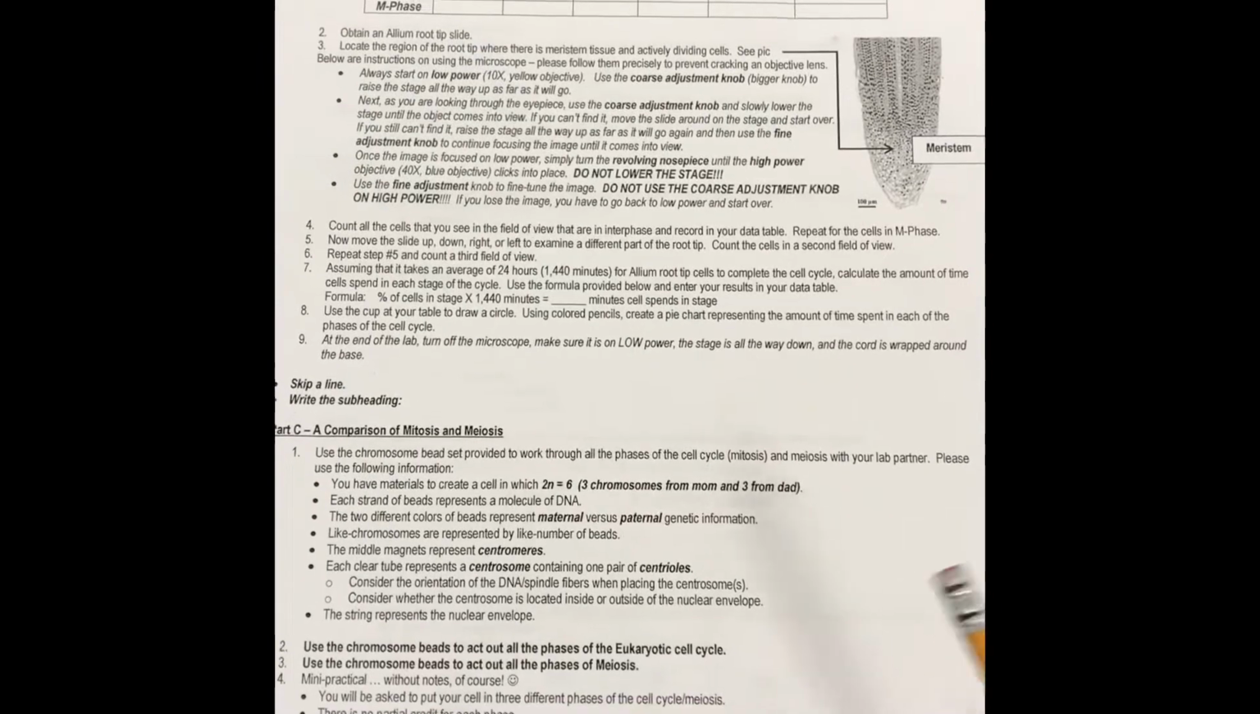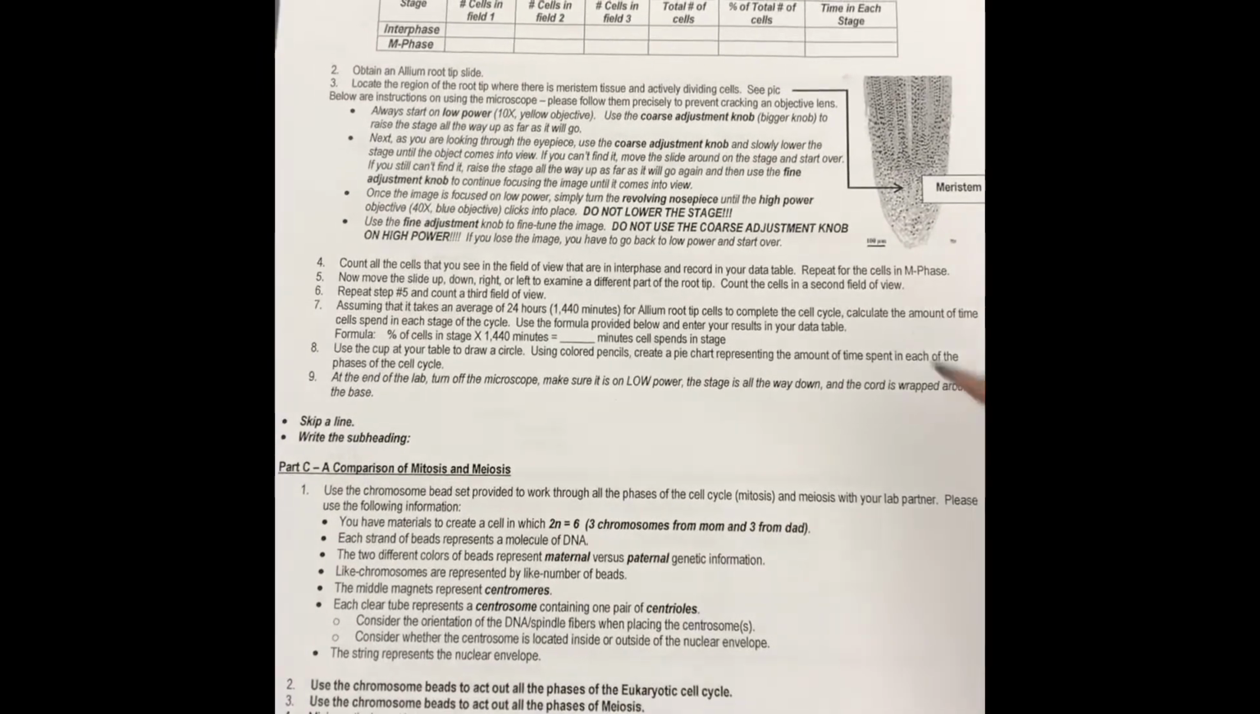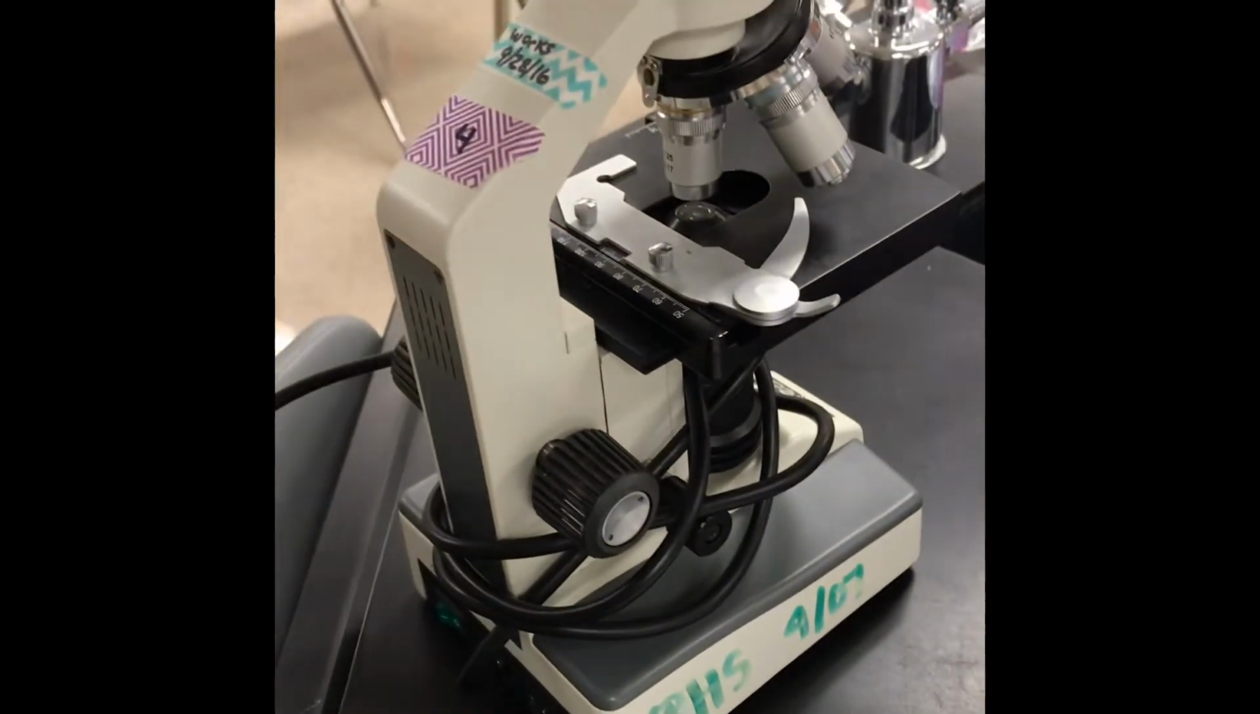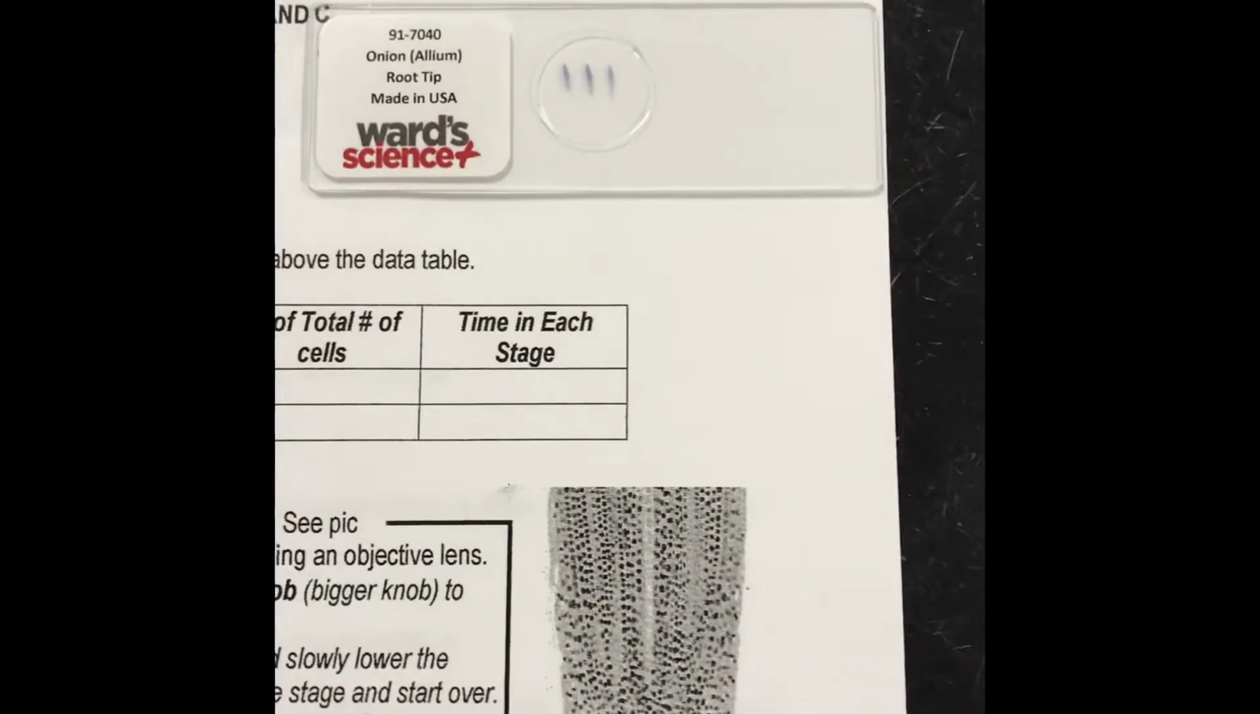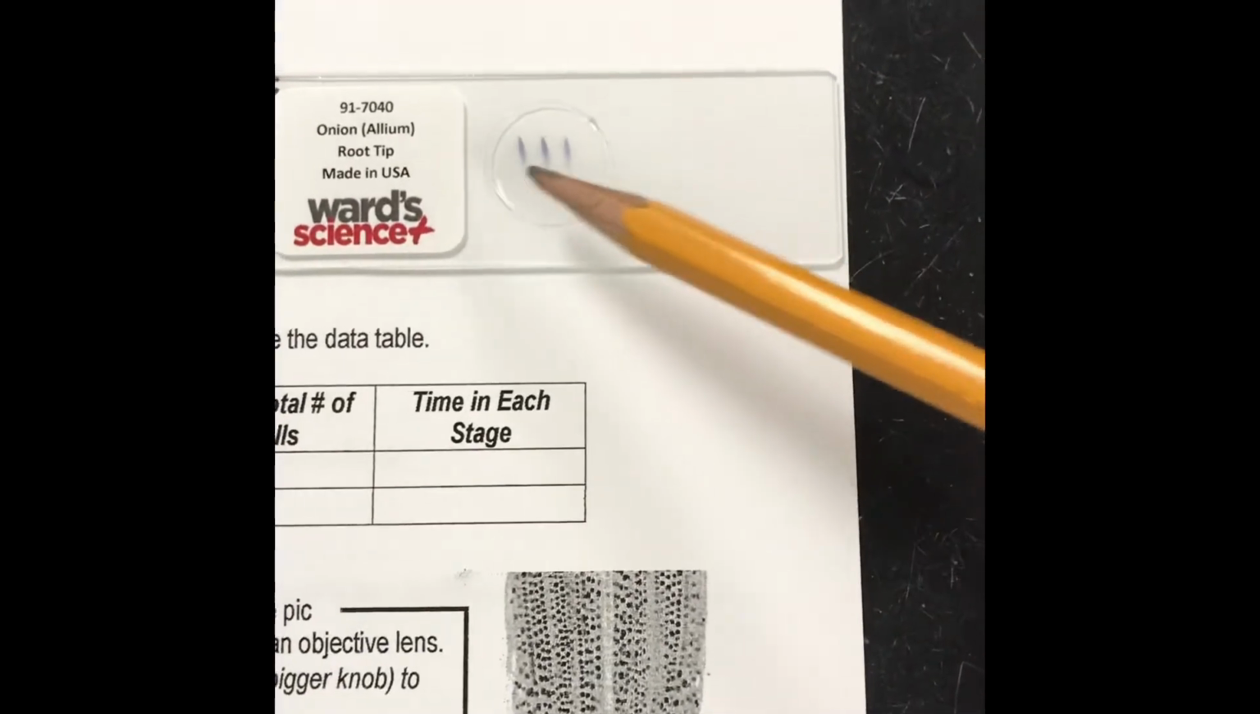So I've printed out, I have in front of me the protocol or the lab directions for parts B and C. In class, when we did this lab, we utilized the microscope. There's the handy dandy compound light microscope. We also used, as you can see here, slides of allium, which is an onion root tip. And you can see the 3 roots that they focused on.